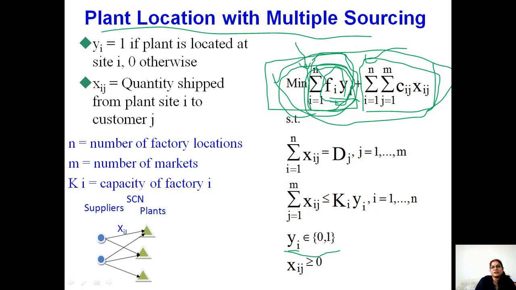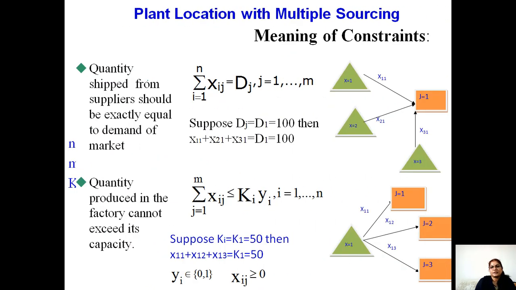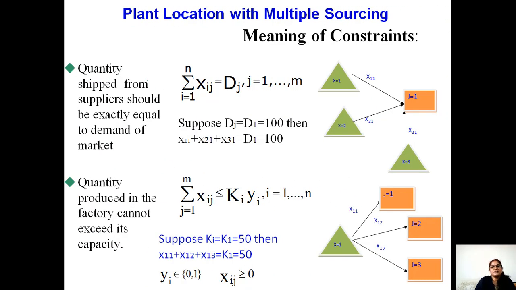And we can make out that constraint-wise, this constraint remains the same. The total quantity I have explained in the next slide. The first constraint remains the same: the total quantity shipped from all the plants to a particular destination, when we sum up, should be equal to the demand. Quantity shipped from all the suppliers should be exactly equal to the demand of the market.